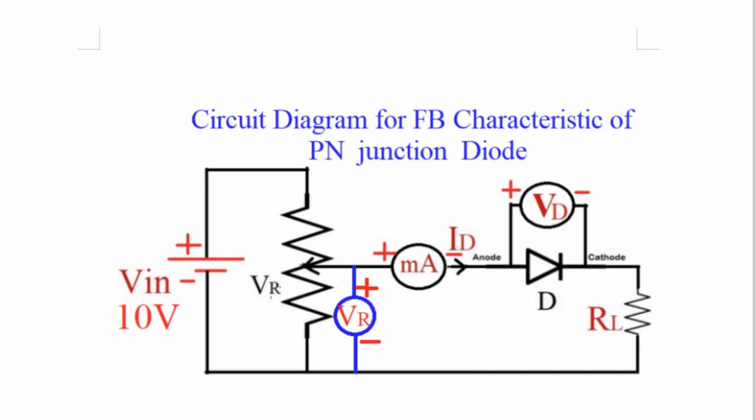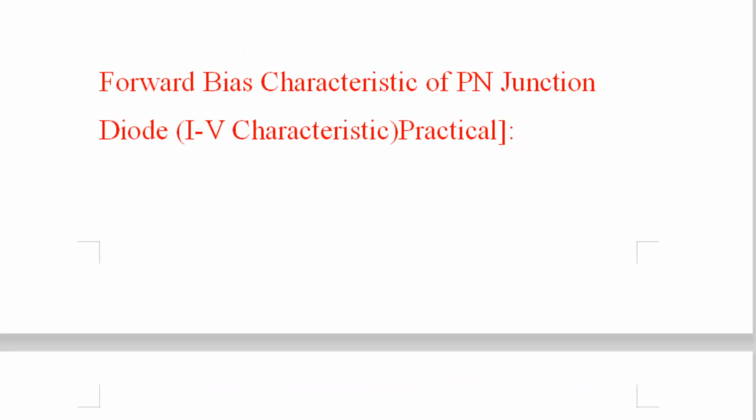And let us proceed with that now. So look at the diagram again. Here is the forward bias characteristics of the PN junction diode, which is also called the IV characteristics, current versus voltage. And always the current is taken on the y-axis and the voltage on the x-axis. This is for a practical diode.